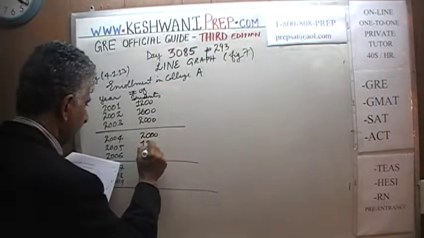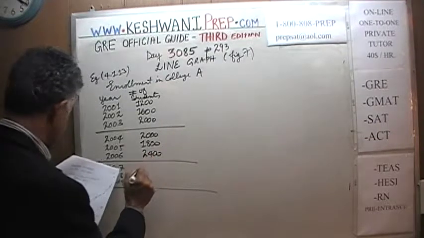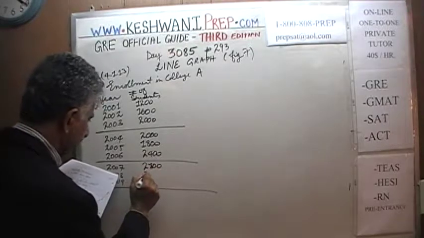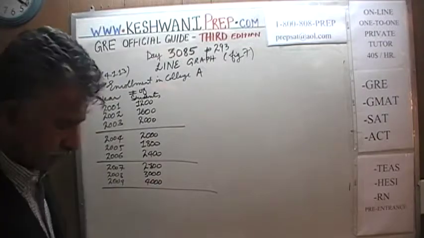Then it dropped for some reason. Then it went up to 2,400. Then 2,800. And 3,000. And in 2009, the very last year, it had a huge jump from 3,000 to 4,000.